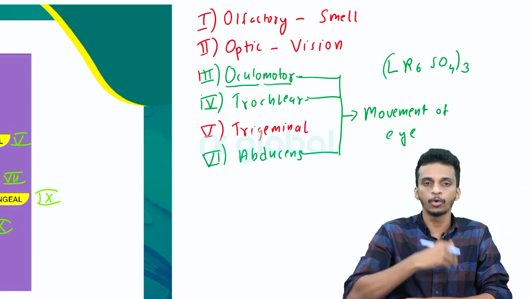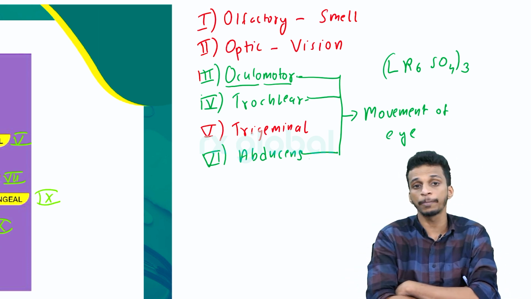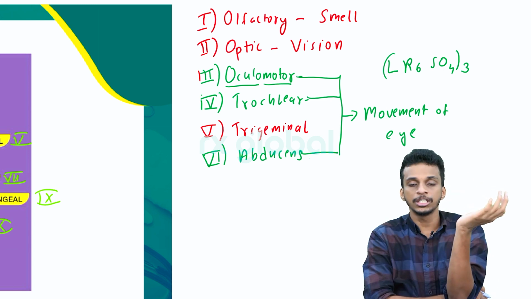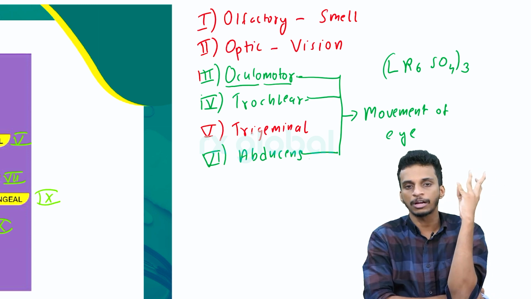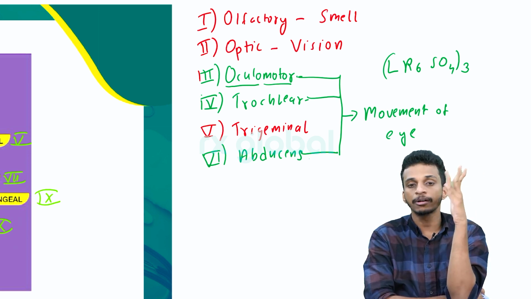This is called a mnemonic. I have already introduced you to mnemonics. I showed you the carpal bones. They are named: she looks too pretty, try to catch her, right? Scaphoid, lunate, triquetral, pisiform, trapezium, trapezoid, capitate, hamate. The mnemonic was she looks too pretty, try to catch her.